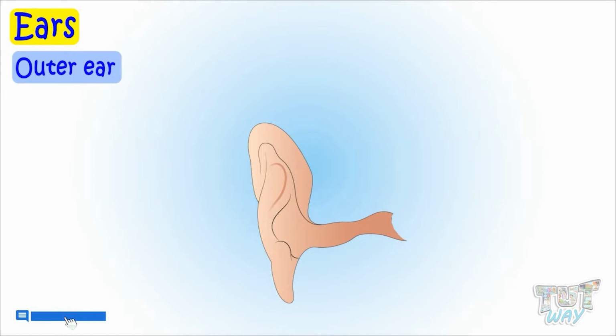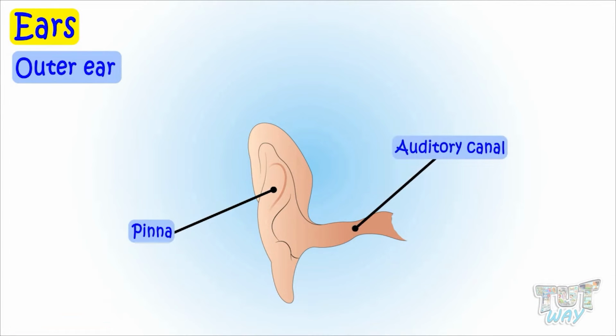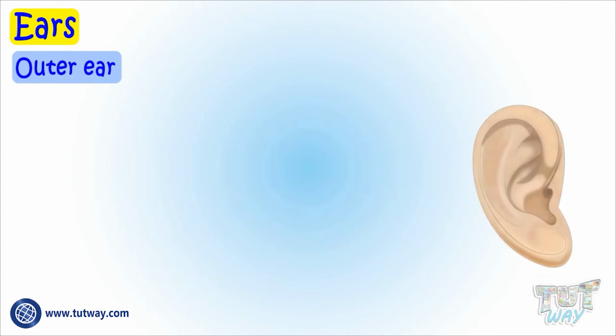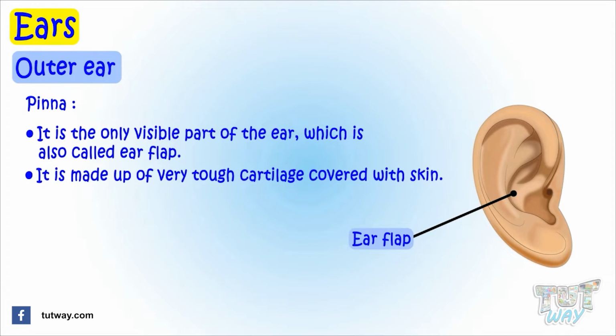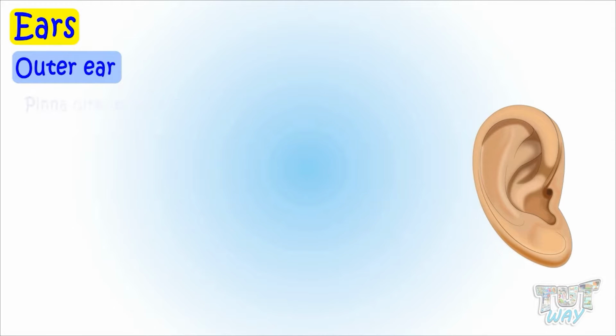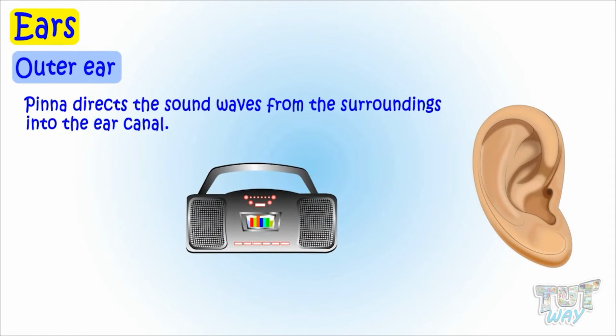Outer ear is a part of the ear that consists of pinna and auditory canal. Pinna. It is the only visible part of the ear. It is also called ear flap. It is made up of a very tough cartilage covered with skin. Pinna has the main function of directing the sound waves from the surrounding into the ear canal.